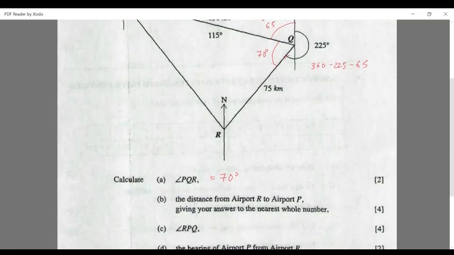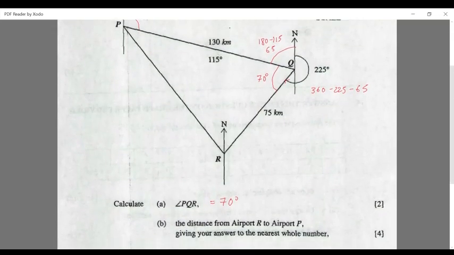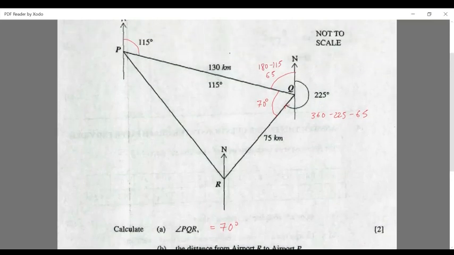So next we need to find the distance from airport R to airport P. And it says to give your answer to the nearest whole number.